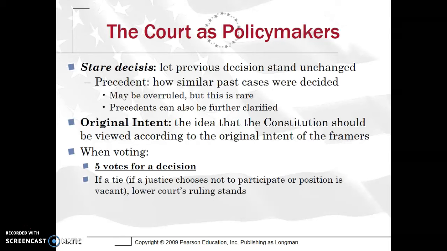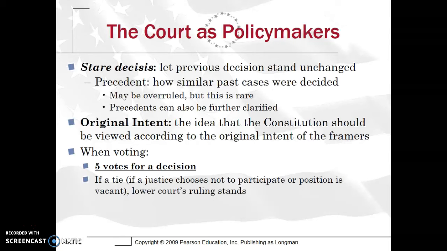And court justices also do, to some extent, look at original intent. The idea that the Constitution should be viewed according to the original intent of the framers. How would the Founding Fathers really have viewed this particular issue? And that can be very difficult because we're in many, many different times. We have more technology. We just are in a very different society. So viewing it through this lens of original intent can be very difficult. But you do have justices, for example, the former Anthony Scalia was a very big proponent of original intent.